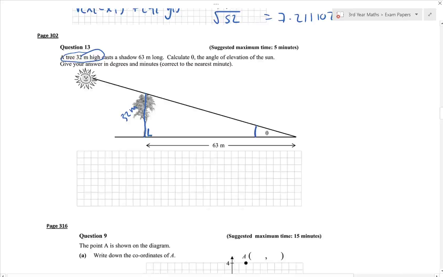Okay, straight away you write down the trigonometric ratios. So we know the word SOHCAHTOA: sine is opposite over hypotenuse, cos is adjacent over hypotenuse, and tan is opposite over adjacent. Okay, so we label our sides. This is the angle we're looking for. We know this is the hypotenuse, but we don't have it. This is opposite because it's opposite the angle we're looking for, and this is the adjacent.